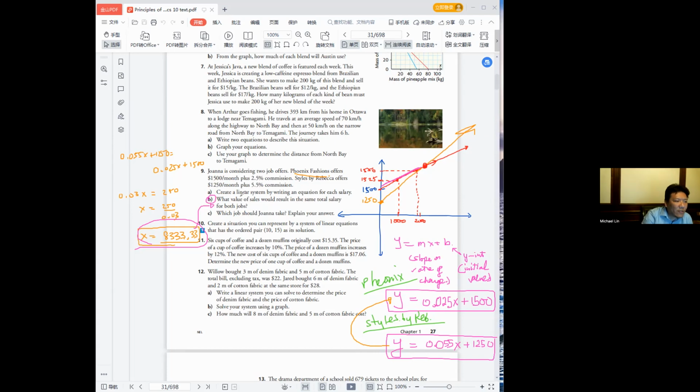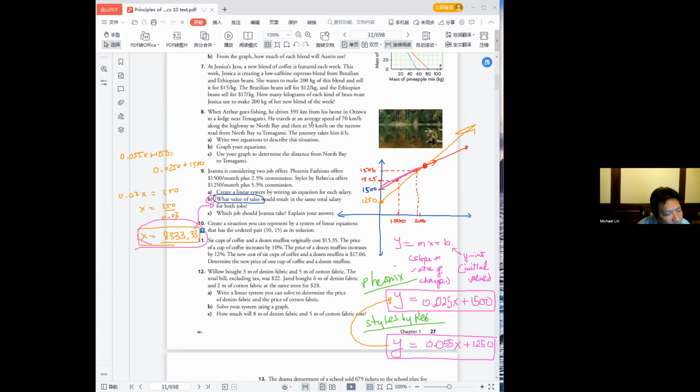Make sure you understand how to define the variables. Your variables is very rarely going to just be these numbers because these numbers are given to you, right? So they're not the unknown. Usually your variable is going to be the unknown. So what's unknown in these cases? It's how much sales they're going to make.